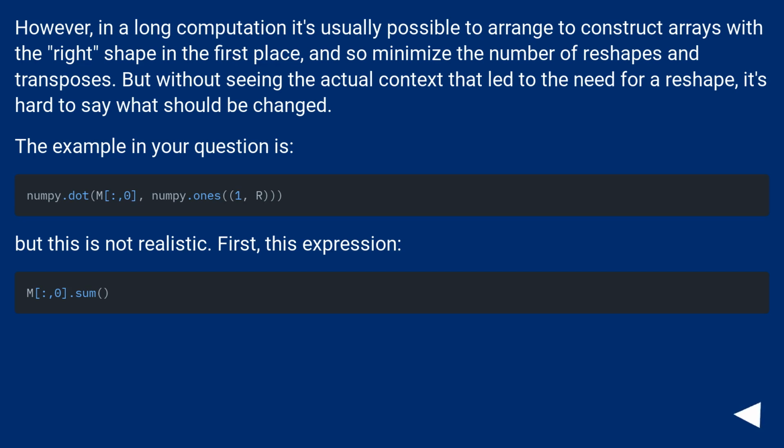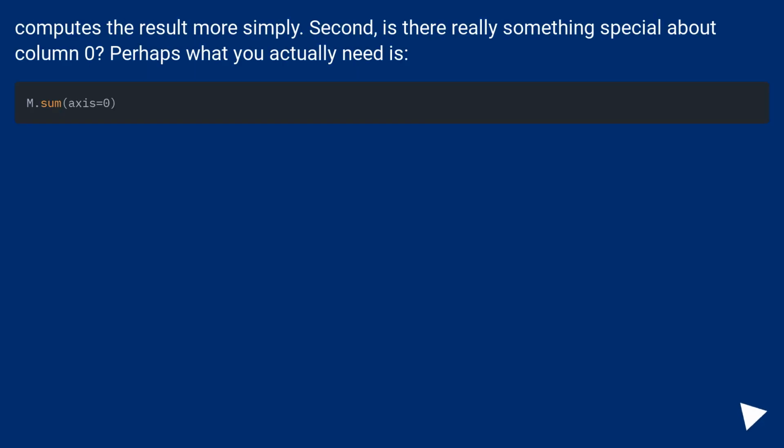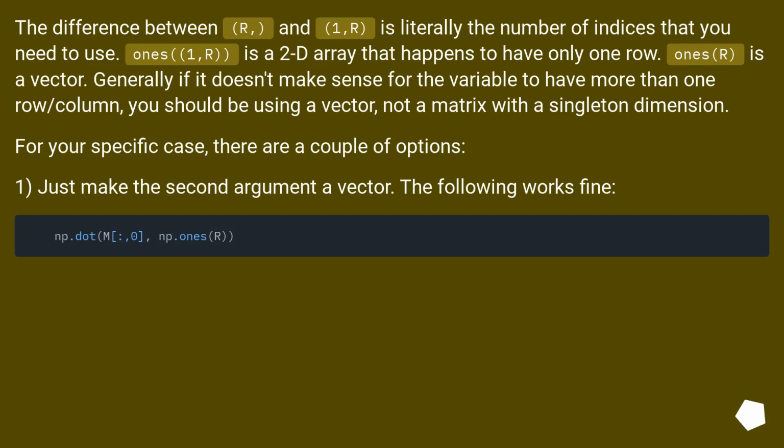First, this expression computes the result more simply. Second, is there really something special about column 0? Perhaps what you actually need is this. The difference between (r,) and (1,r) is literally the number of indices that you need to use.